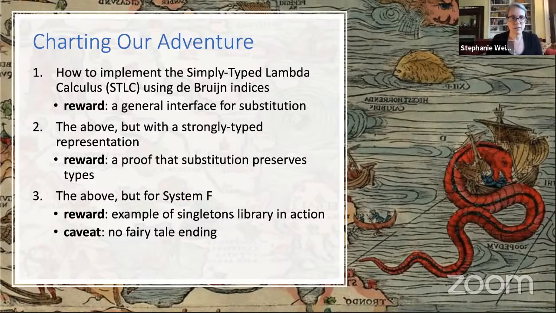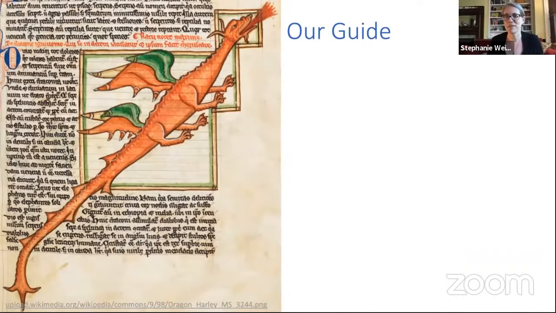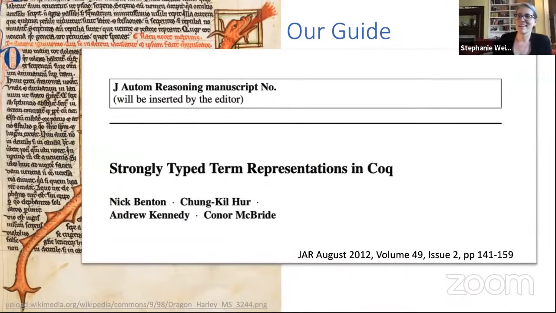So we're going to go on an adventure. And so how do we get started on an adventure? Well, we might go to the library and look for some ancient text to guide our way. And here's the ancient text that was very influential for me. It was a description of how to create a strongly typed term representation using the Coq proof assistant, using the dependently typed programming language that is embedded in this proof assistant. This paper is by Nick Benton, Chung-Kil Hur, Andrew Kennedy, and Conor McBride. What I've done really is take the ideas in this paper and translate them to the context of GHC.